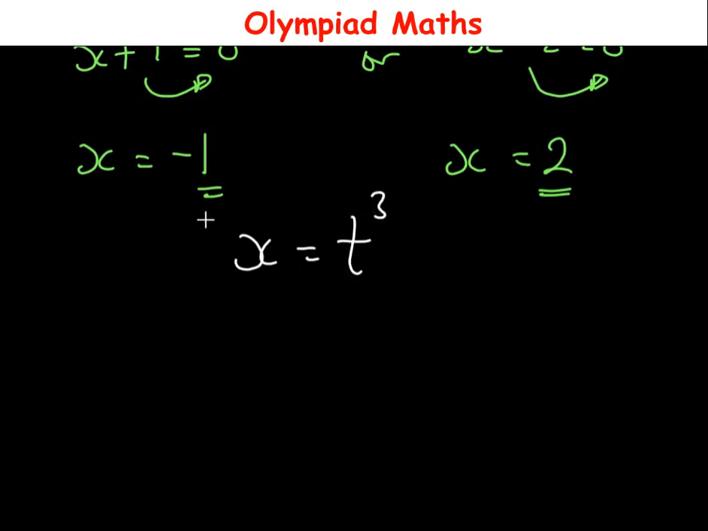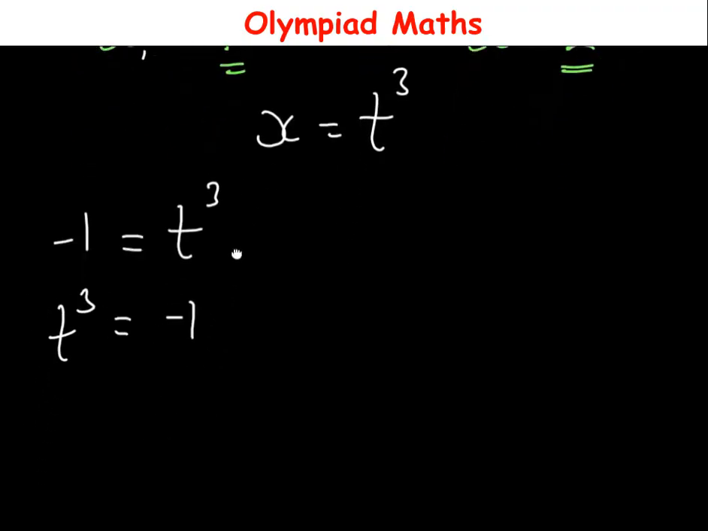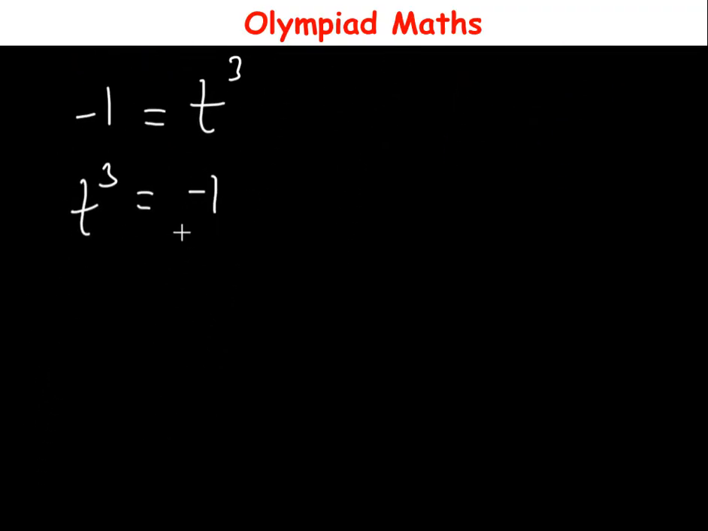So that means that for the first value of x, which is minus 1, we are going to replace x with minus 1. So x as minus 1 is equal to t raised to power 3. And this can be written as t raised to power 3 is equal to minus 1. So to then solve for the value of t, we are going to move minus 1 over to this side of the equation.